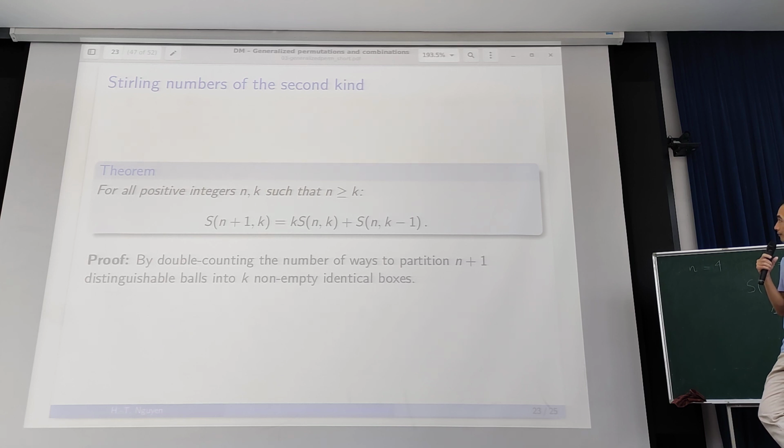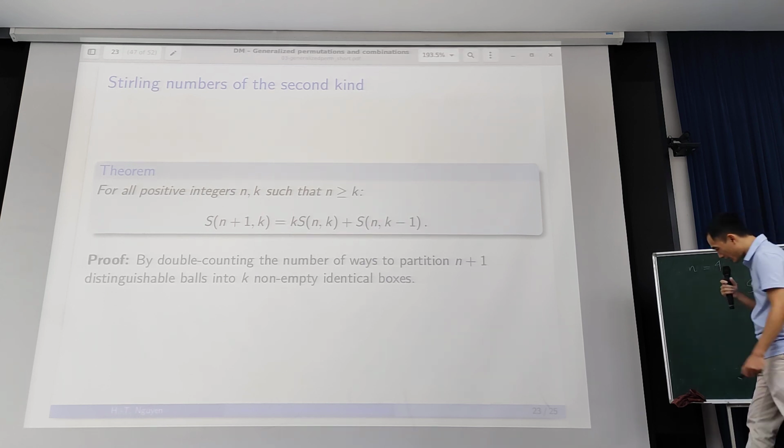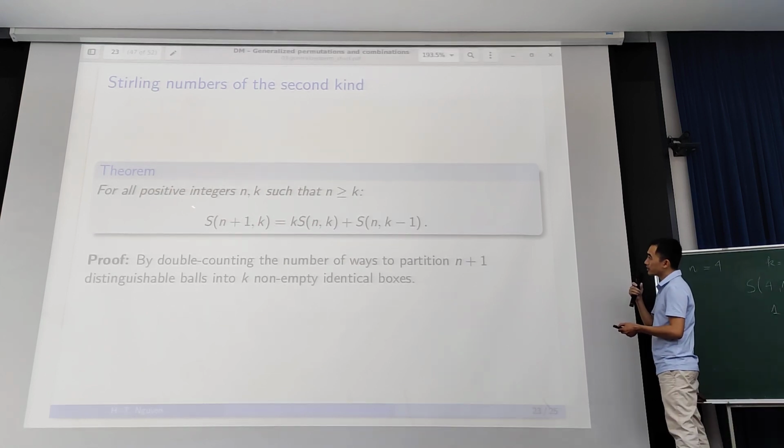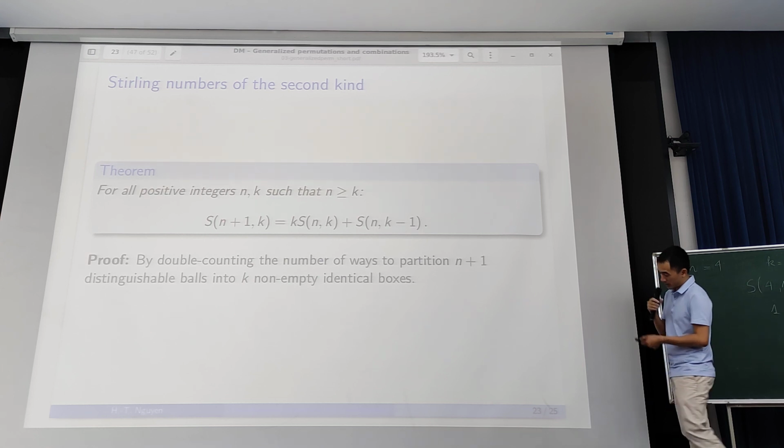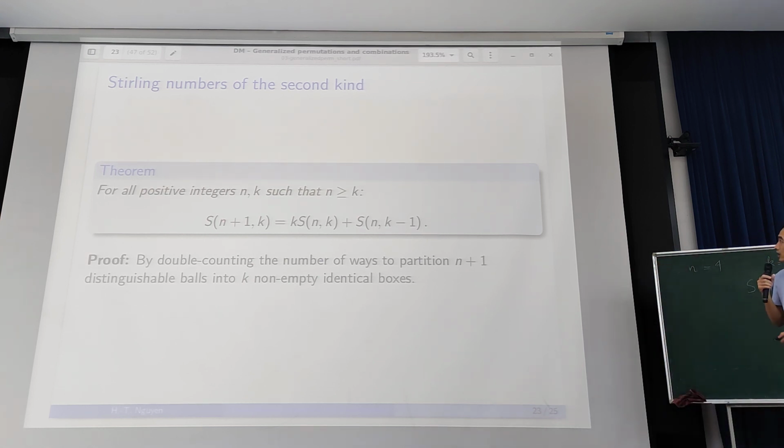Okay, so there are many identities corresponding to the Stirling numbers of the second kind, and this is one that you can easily prove. Okay, so you have this identity relating a Stirling number of the second kind with n plus 1 and 2 Stirling numbers of the second kind for n.